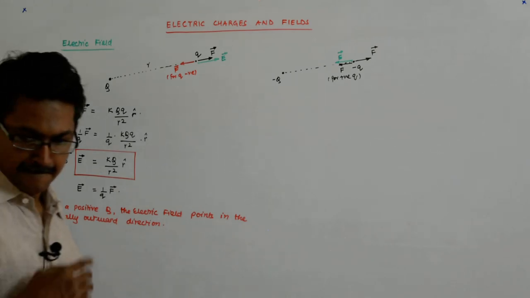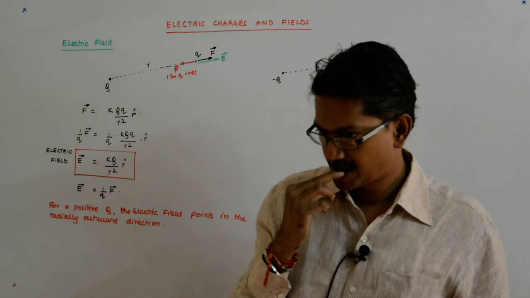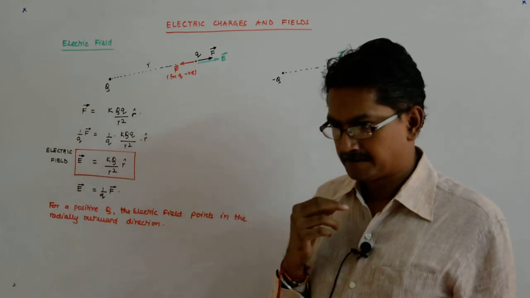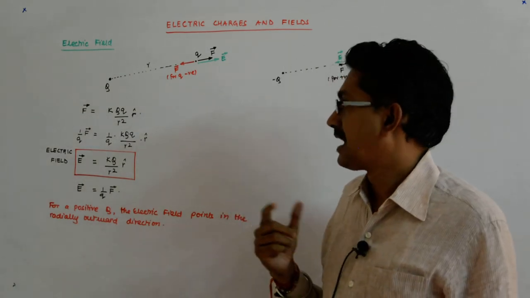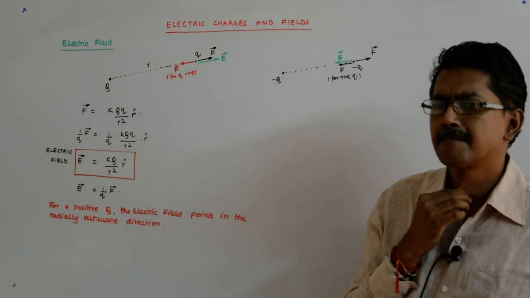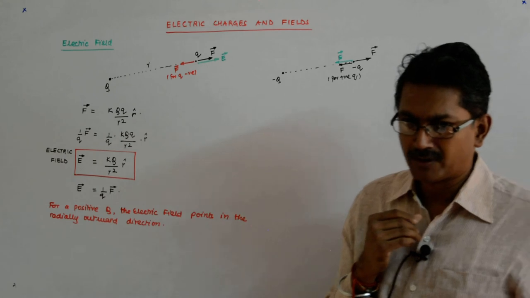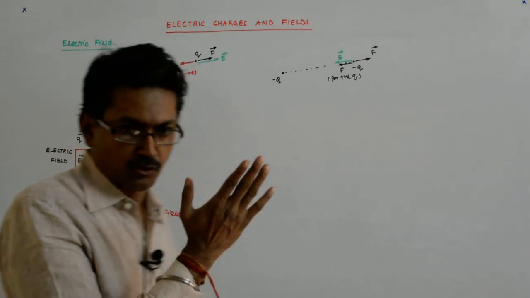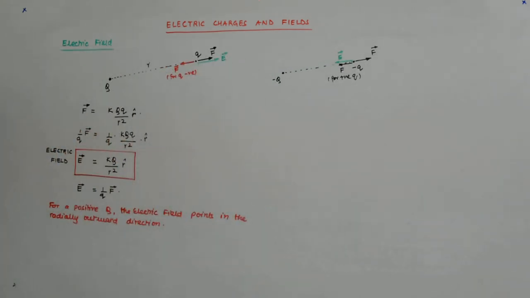Can't we find it just by that equation? Which? E equals kq by r square r cap. How? Tell. We know the direction of the force. You know the direction of r cap? Yeah. Outward normal. So if it is minus q or plus q, so. But this is more intuitive, you know. You understand what is the direction.